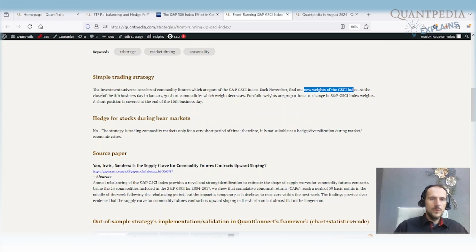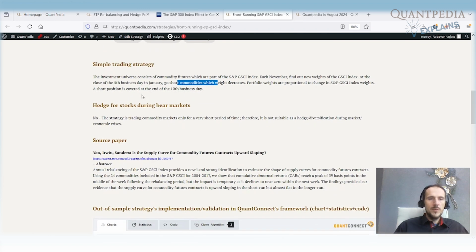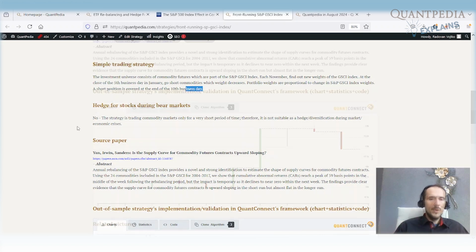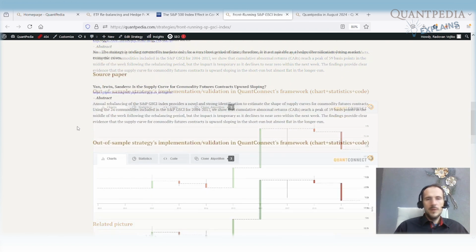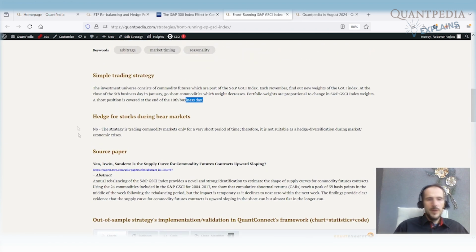So at the close of the fifth business day in January, we can go short the commodities that will decrease in weight in the index, and we can buy the commodities that we expect will increase in weight. The position is covered at the end of the tenth business day in January, which is when the GSCI index is rebalanced. And we can also capture some profit from the rebalancing. The paper is here, so you can download it and read about it.